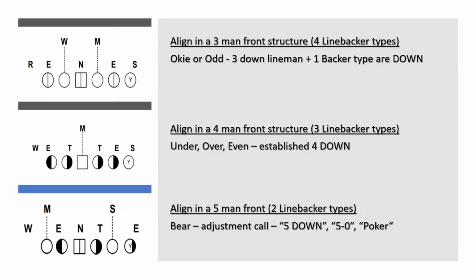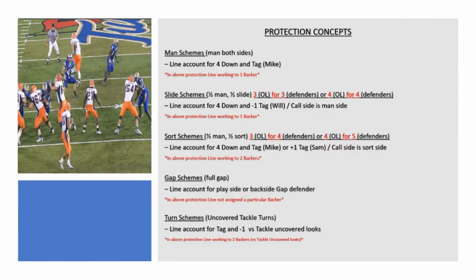And then in the bottom diagram, we can start to get these bear structures where we could have a 5-man line, 2 linebacker types, and then all the different adjustments. I've worked with 5 down calls. I've worked with 5-0 calls. I've worked with poker calls. You guys probably have your own particular call for bear, but that usually has its own unique set of rules. A 5 down look doesn't give you a ton of flexibility on how you want to block it, but we'll go through these. So 3-man fronts, 4-man fronts, 5-man fronts as we go.